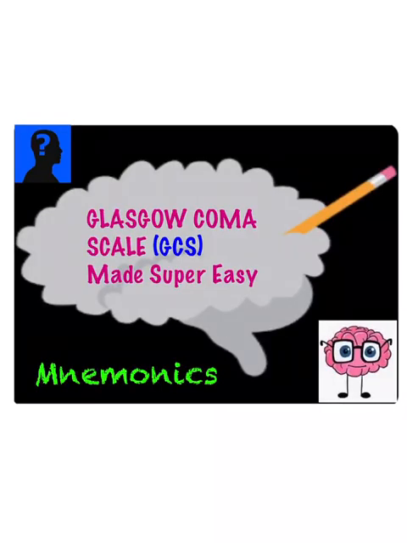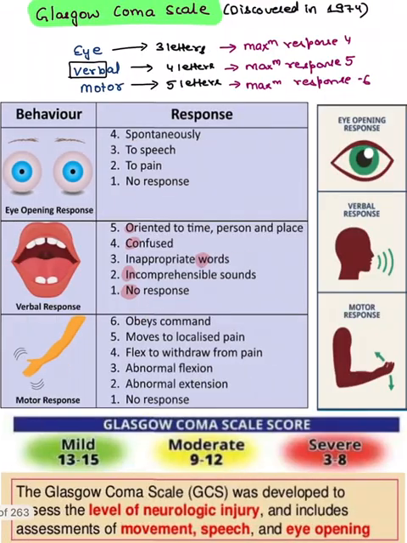Hello guys, in this video we will be simplifying the Glasgow Coma Scale. Many of you find it difficult to remember. So what comes under the scoring? What parameters come under eye, what parameters come under verbal, and what parameters come under motor? This may also be a 4-marker question in your university exam. So let's simplify the Glasgow Coma Scale.